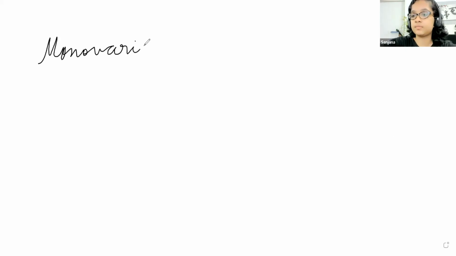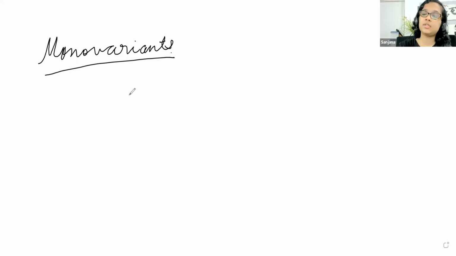So now I'll define monovariants, and then we'll do some problems on that. Monovariants are sort of similar to invariants, but they can change in one direction. They can either increase or decrease. You can also think of it this way.